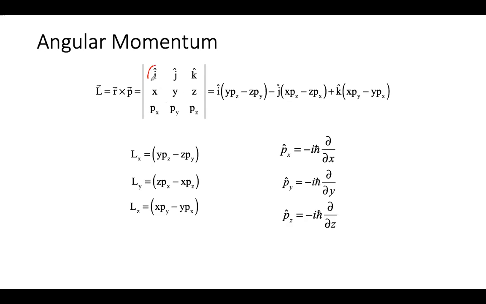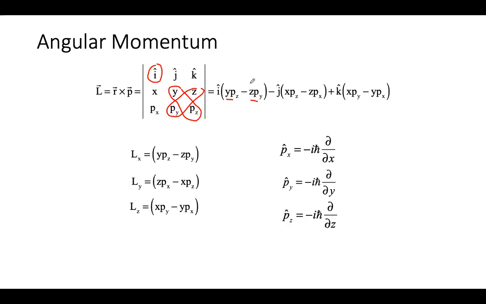So if I'm looking for the i component right here, I take YPZ. That's why I wrote that. And then I subtract off ZPY. Okay, and I wrote them in this order. I always put the coordinate first and the momentum later. Remember, these two commute with each other, so I could have written them in either order. Z and PY, order is irrelevant. They do commute.